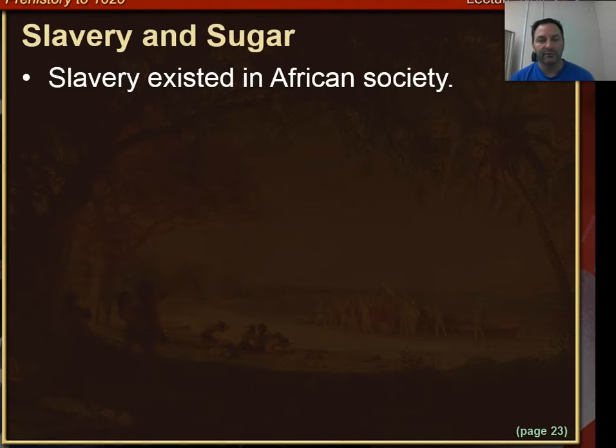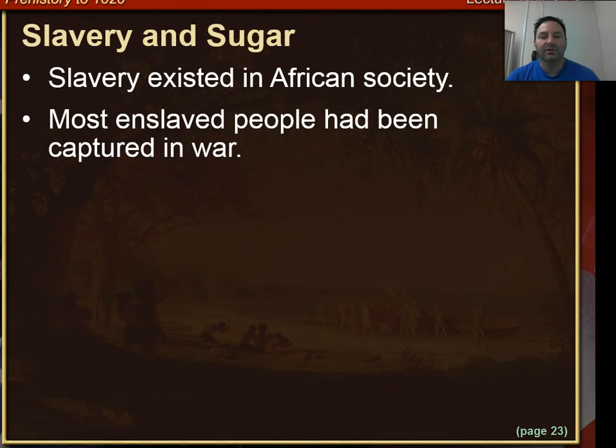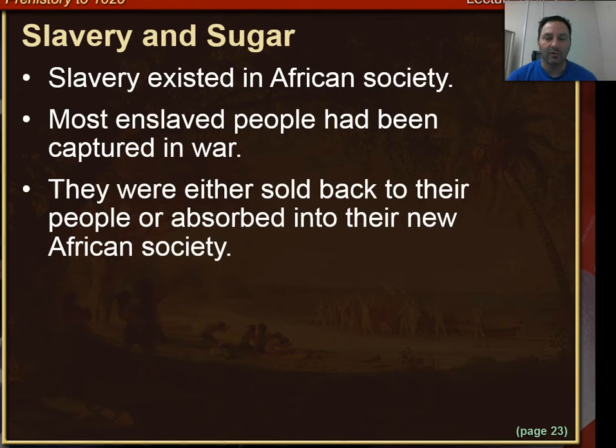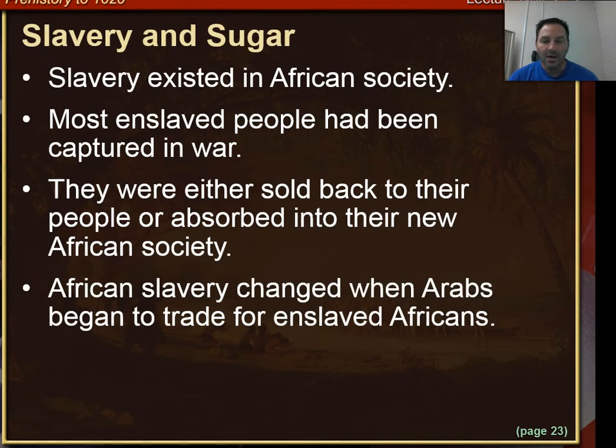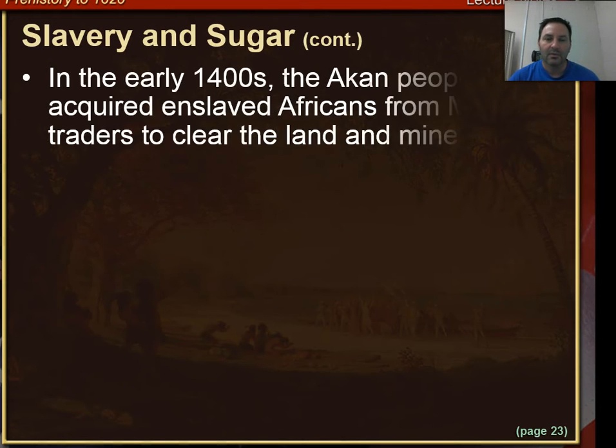Slavery and sugar. So slavery existed in African society. Most enslaved people had been captured in war, and they were either sold back to their people or absorbed into their new African society. African slavery changed when Arabs began to trade for enslaved Africans. In the early 1400s, the Akan people acquired enslaved Africans from Mali traders to clear the land and mine gold.